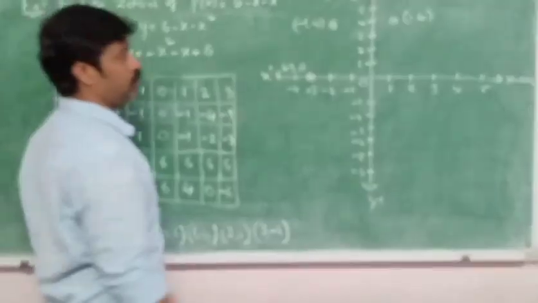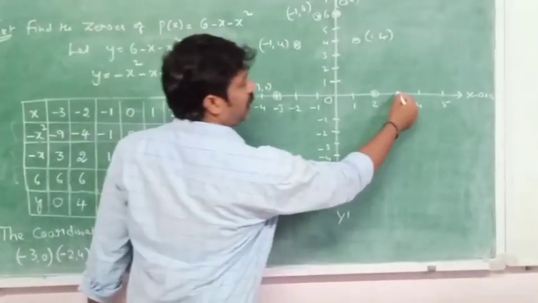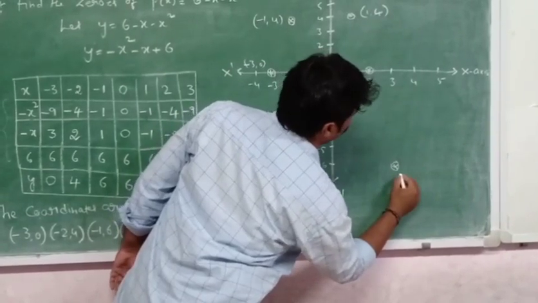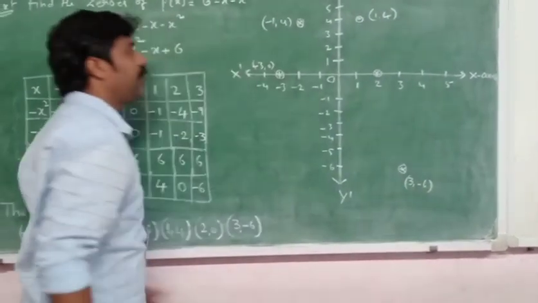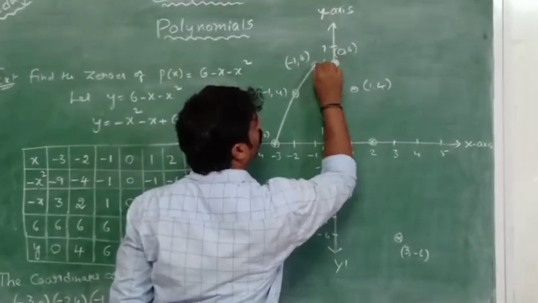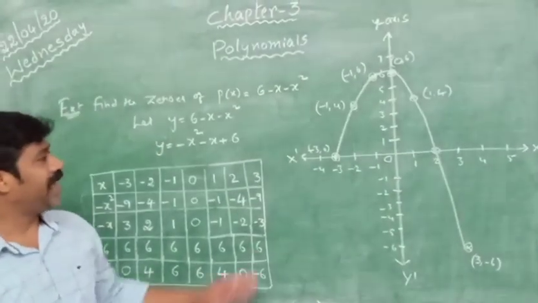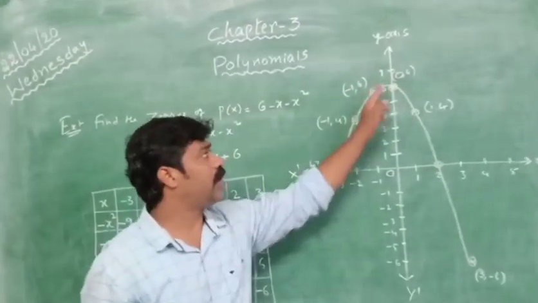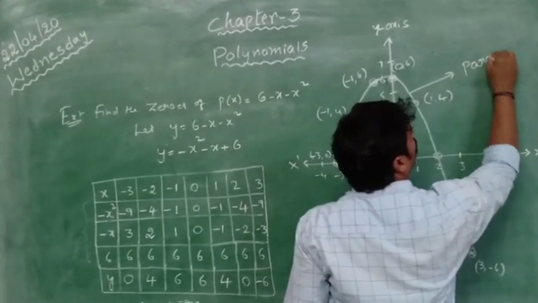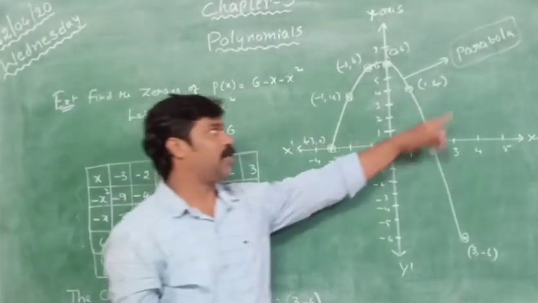And the next one is 2 comma 0, on the positive x-axis. Similarly 3 comma minus 6. So 3 and minus 6, finally we will get this point. And if you join all these points, then we'll get a graph which is a curve, and this curve we call a parabola. Already we learned it: the graph of a quadratic polynomial is nothing but a parabola.